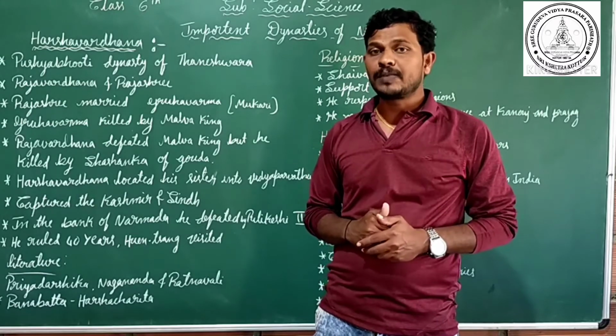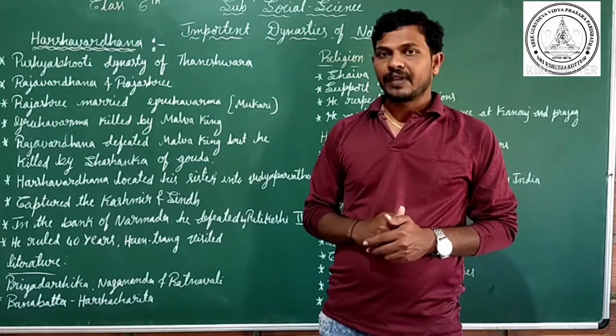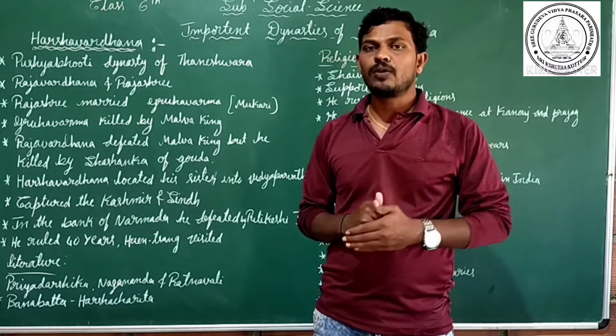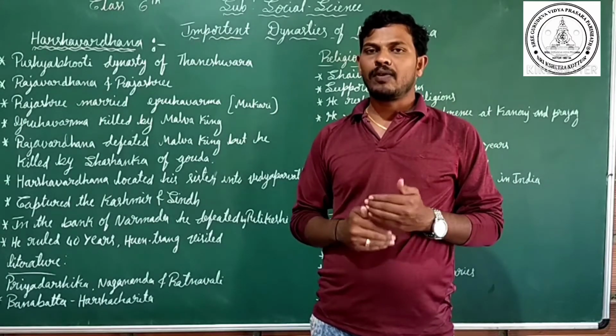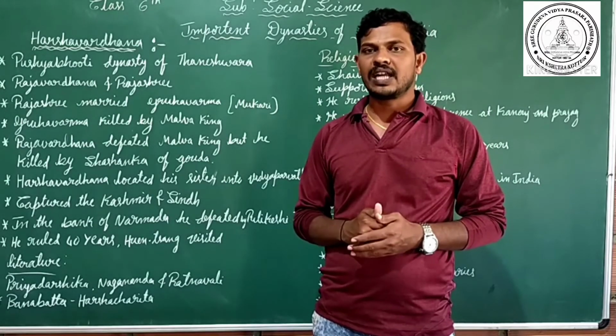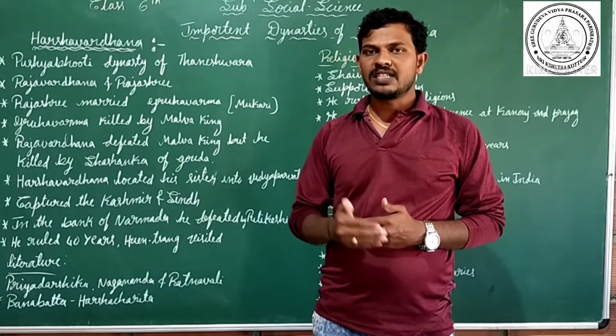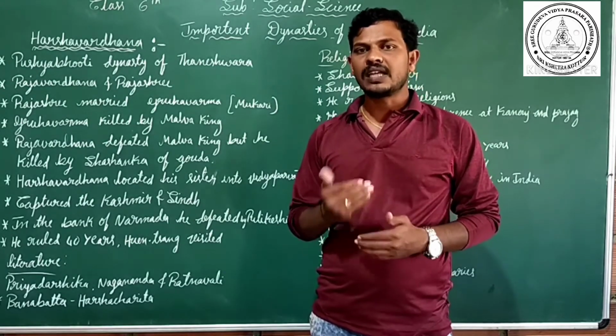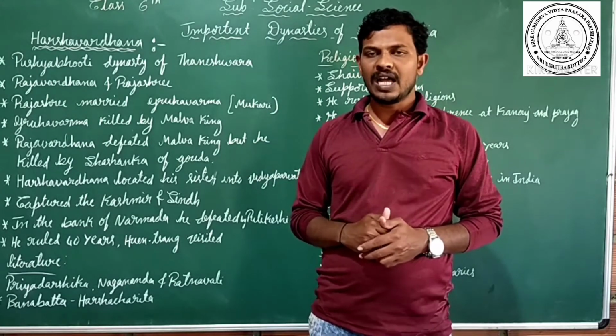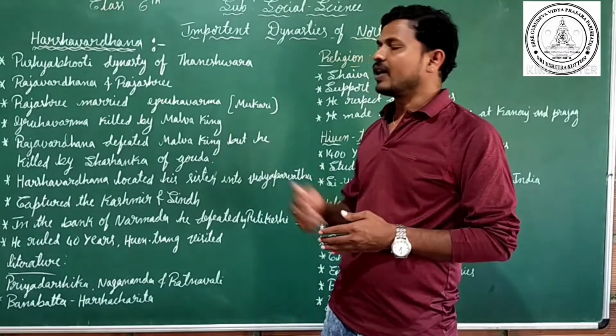And the next one is the Pushyabhuti dynasty. After the decline of the Gupta Empire, we find the Pushyabhuti dynasty. This Pushyabhuti dynasty was ruled by Prabhakara Vardhana. After Prabhakara Vardhana came Rajavardhana and Harshavardhana. Rajavardhana and Harshavardhana are the sons of Prabhakara Vardhana, and one daughter we call Rajashri.